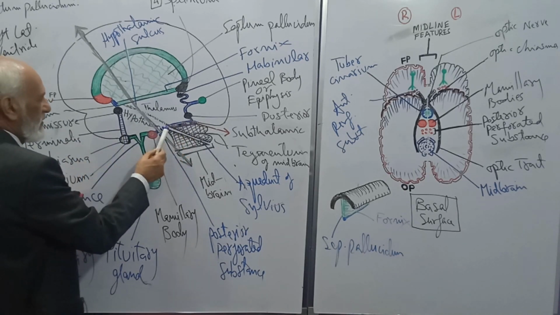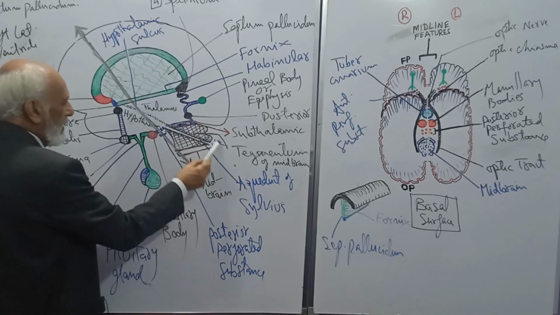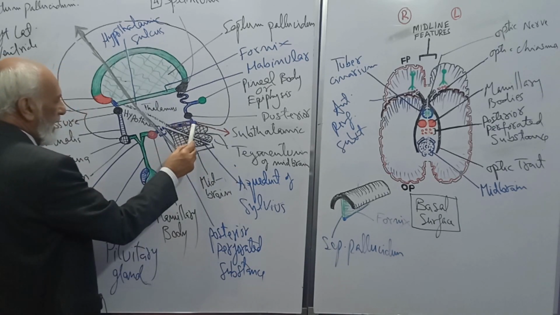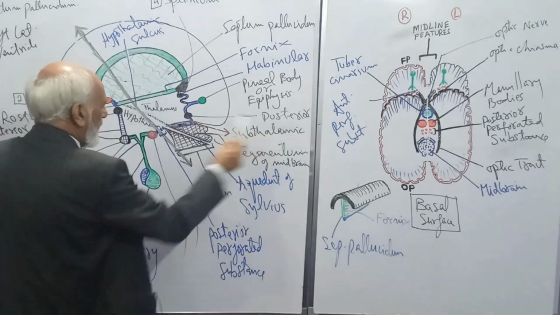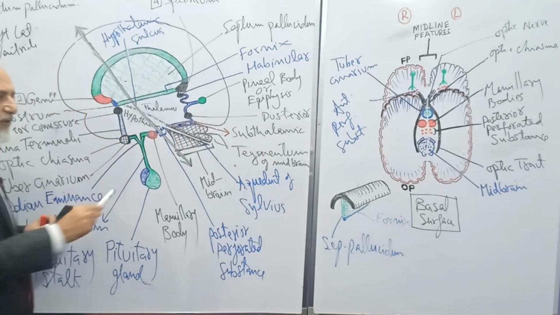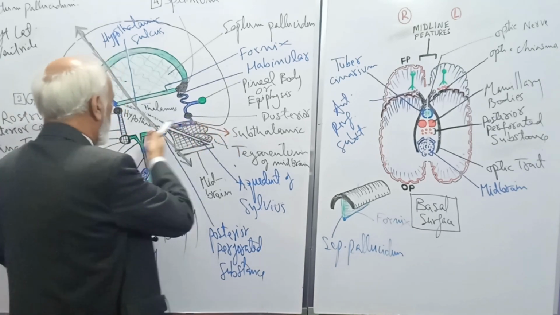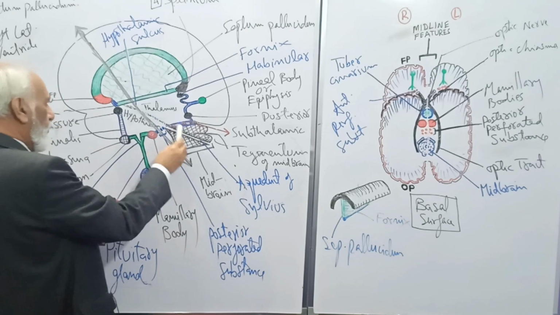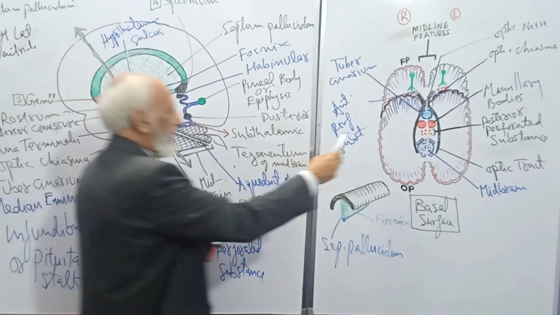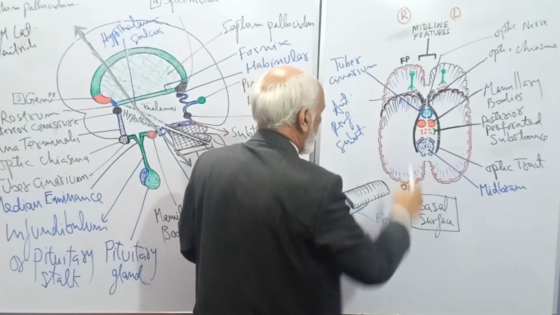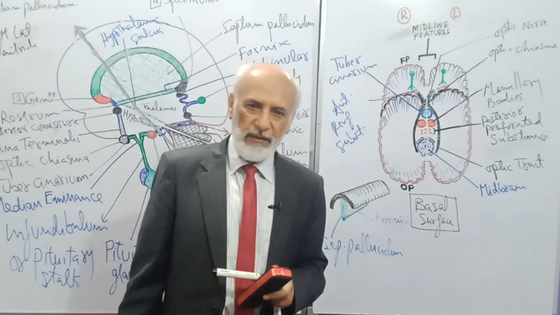Now, which part of the midbrain? The part behind the cerebral aqueduct is called the tegmentum of the midbrain, and this upper part of the tegmentum of the midbrain is known as the subthalamic tegmental region of the midbrain. So these are the structures that form the floor of the third ventricle, which you can easily see on the basal surface of the right and left cerebral hemispheres.